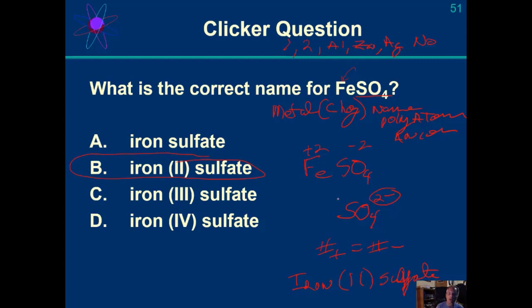What if instead of iron 2 sulfate, it had been FeSO3? Then it would have been iron 2, because the charge doesn't change on this polyatomic anion, it would have been sulfite. And do not capitalize the second letter here. Okay, don't capitalize sulfite. You can capitalize the iron if you want, but don't capitalize the sulfite.